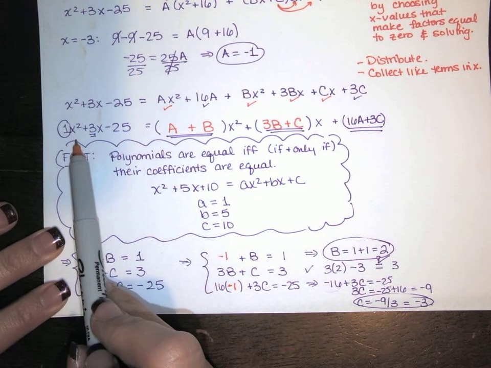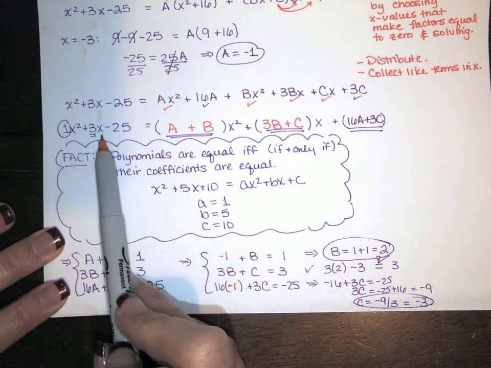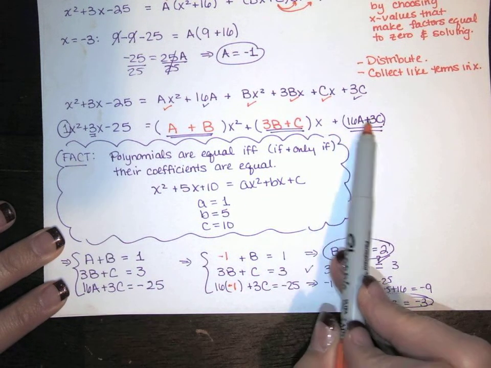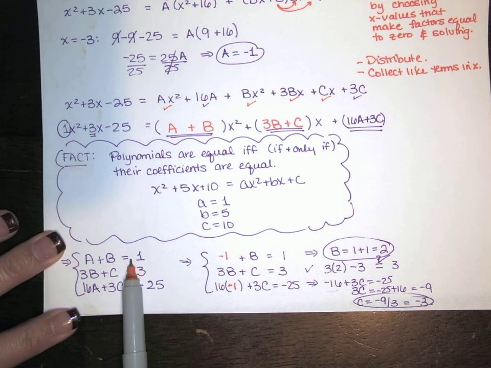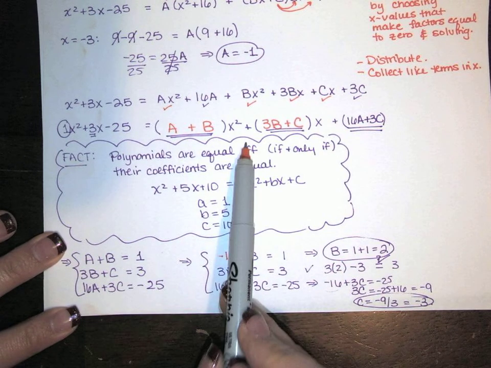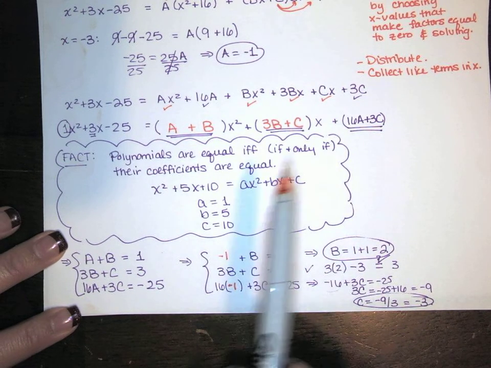A plus B has to be 1, and 3B plus C, the coefficient of x, has to be equal to 3. And this constant term over here has to be equal to negative 25. That's the only way those two are equal. The only way this polynomial is equal to this one is if these three equations are satisfied. So I have three equations and three unknowns.